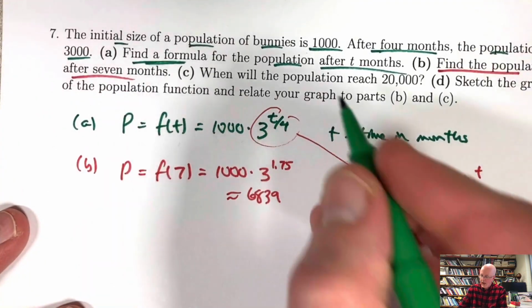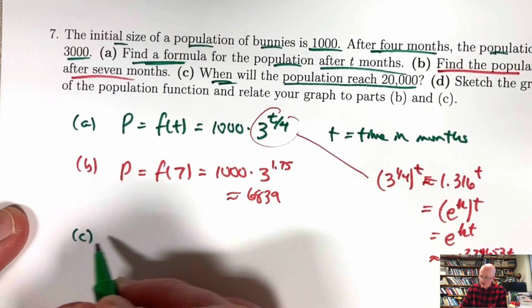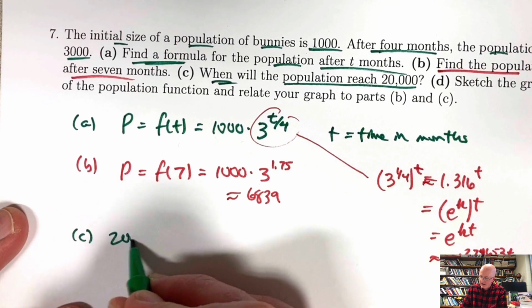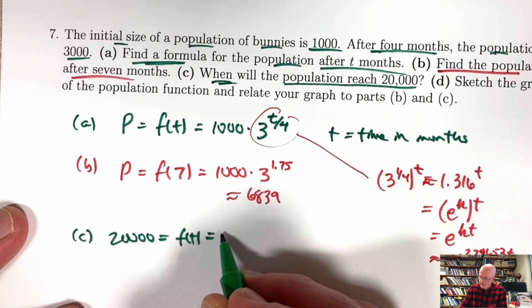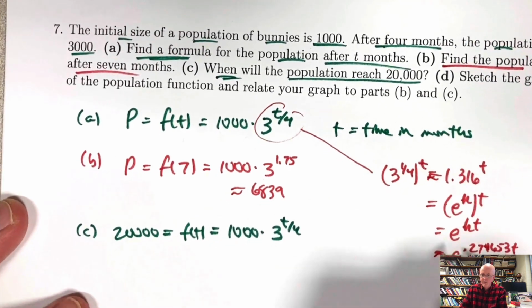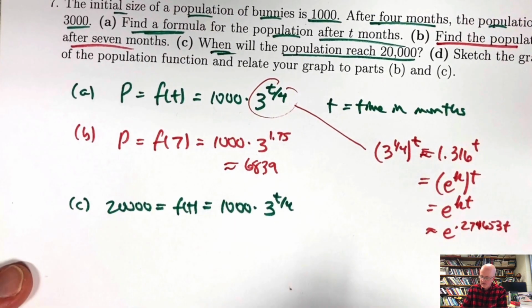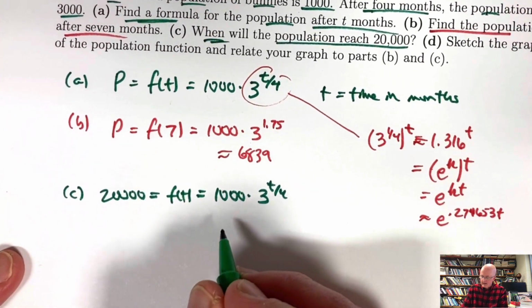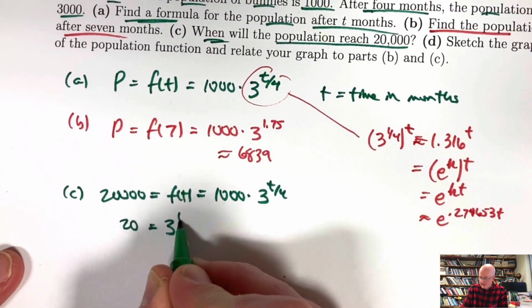Part C, when will the population reach 20,000? So I've got to replace p with 20,000 and solve for t. So now I have to use logarithms. If you have it with base e, it's most natural to use the natural logarithm, but even with base 3, I can use the natural logarithm. Divide both sides by 1,000. I get 20 equals 3 to the t over 4.